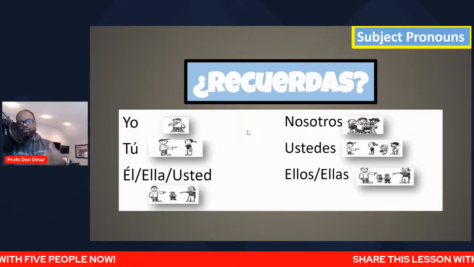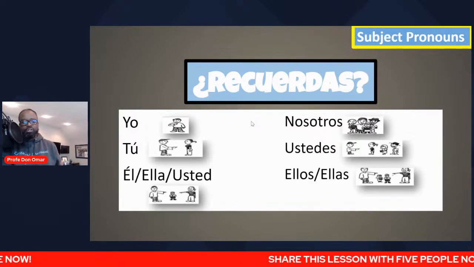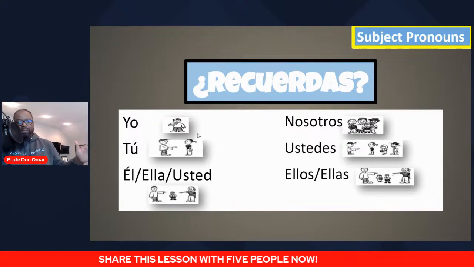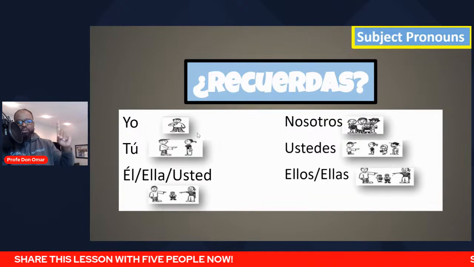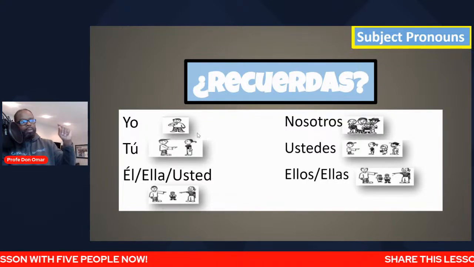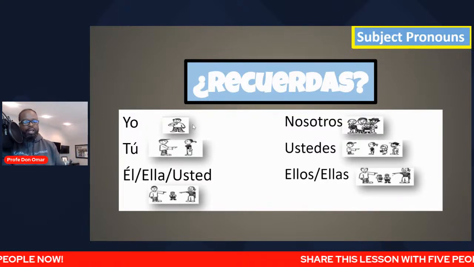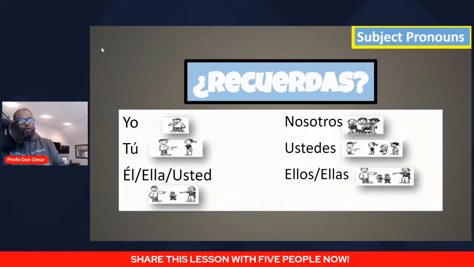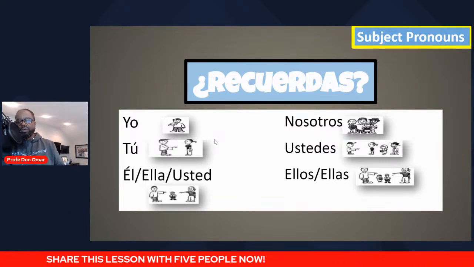So if you look at this, if you're more of an analytic person, I want you to take a look at this chart. Everything on the left, a la izquierda, is singular, a person, one person at a time. We're talking about one individual person at a time on the left-hand side. On the right-hand side, these are the plurals, the plural forms of the ones on the left.